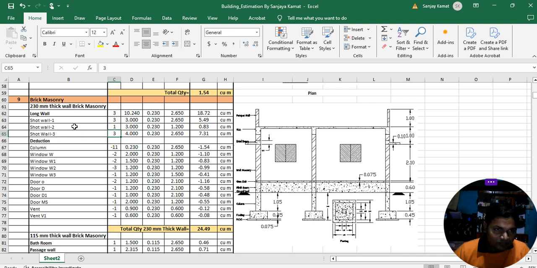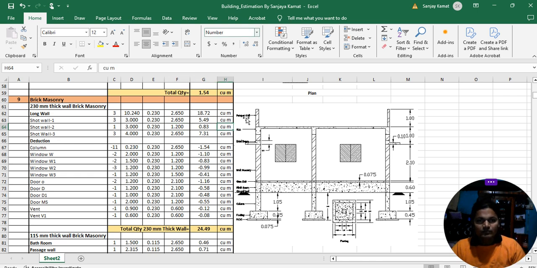Now see here, short wall, we are going to make one. So this is of how much dimension? This will be 3 meter only, and breadth will be how much? 0.230 meter, and depth will be how much? 1.200 meter. So again, once you know the value of these 4 terms for the short wall, then multiply these 4 values, then how much will you get? You will get the value 0.83 cubic meter.